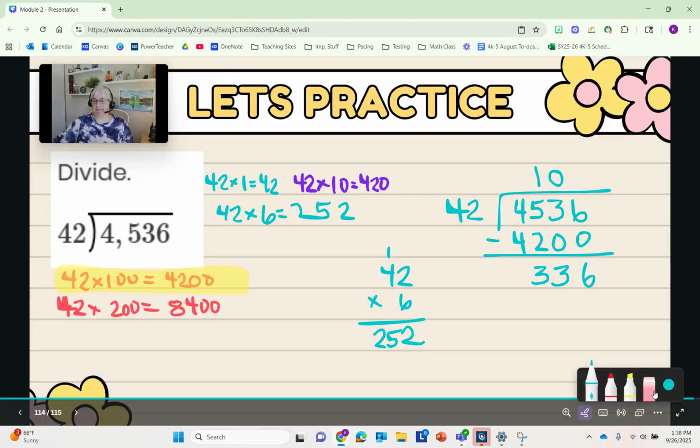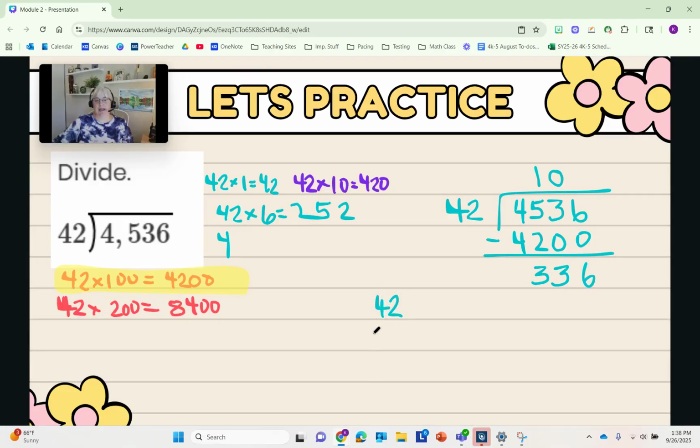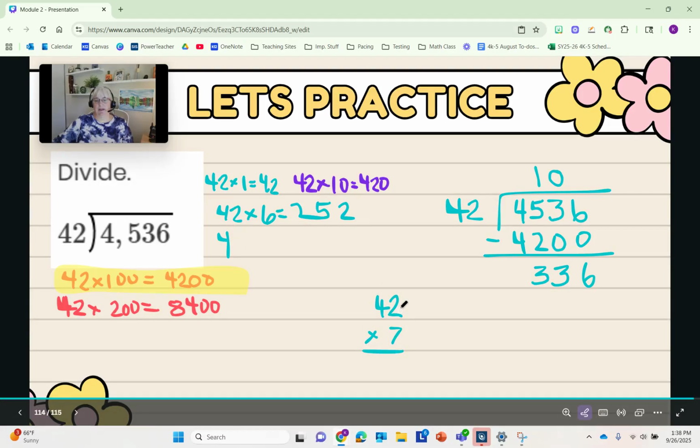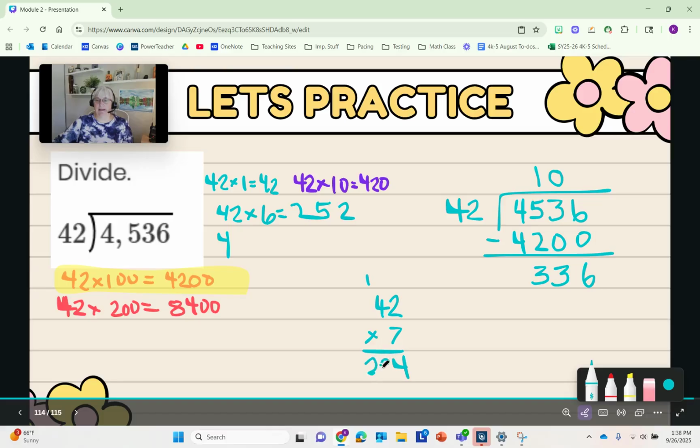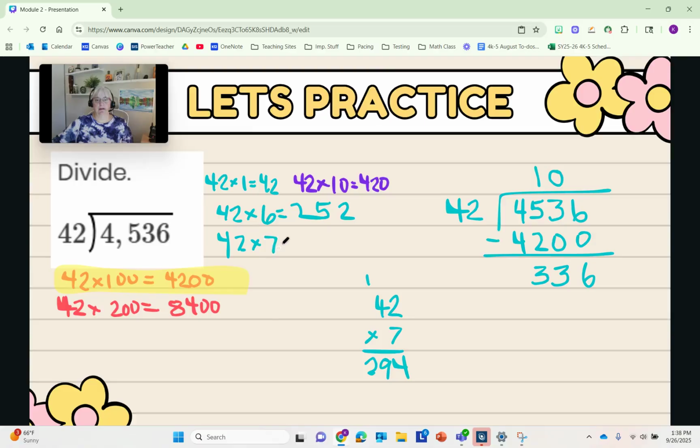Sorry about that. All right, let's try 42 times 7. I should just do it this way. 42 times 7. 2 times 7 is 14. Write the 4, carry the 1. 7 times 4 is 28, plus 1 more is 29. Ooh, that's very, very close. 294. So let's try 42 times 8.